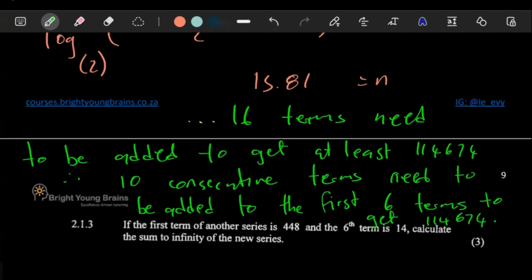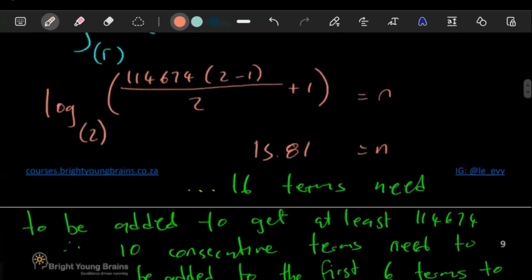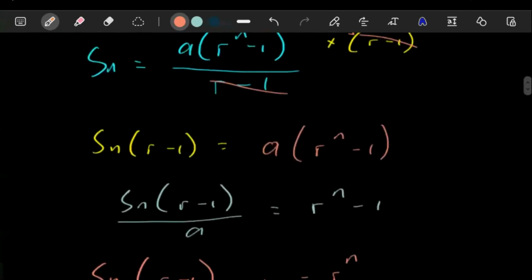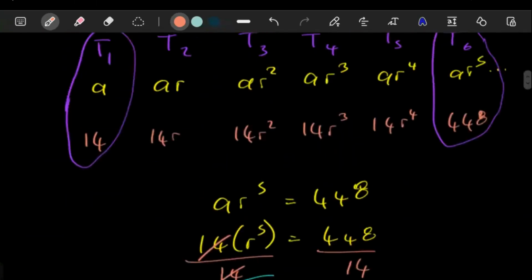Anyways, let's move on to 2.1.3. 2.1.3 says, well, we have to test it out also, because the way everything has been put in this calculator, we have to test it out. Fraction button, A is what? A was 14, was it not? Yeah, 14.